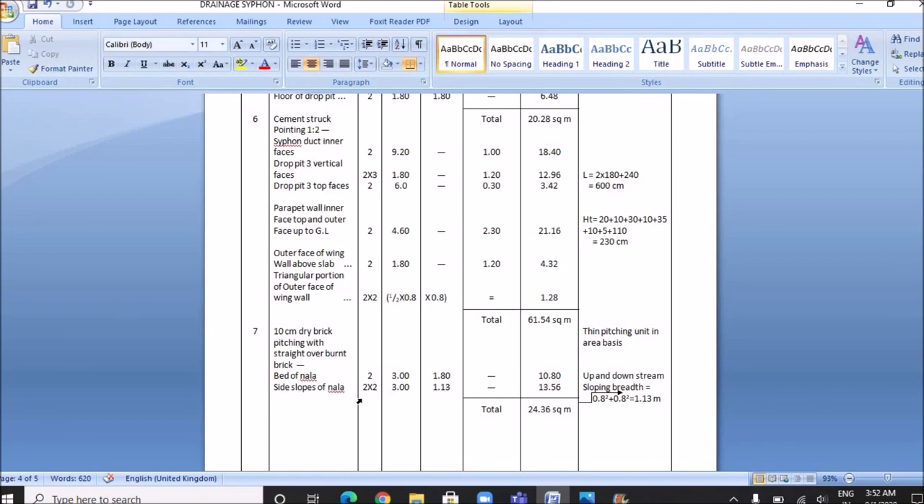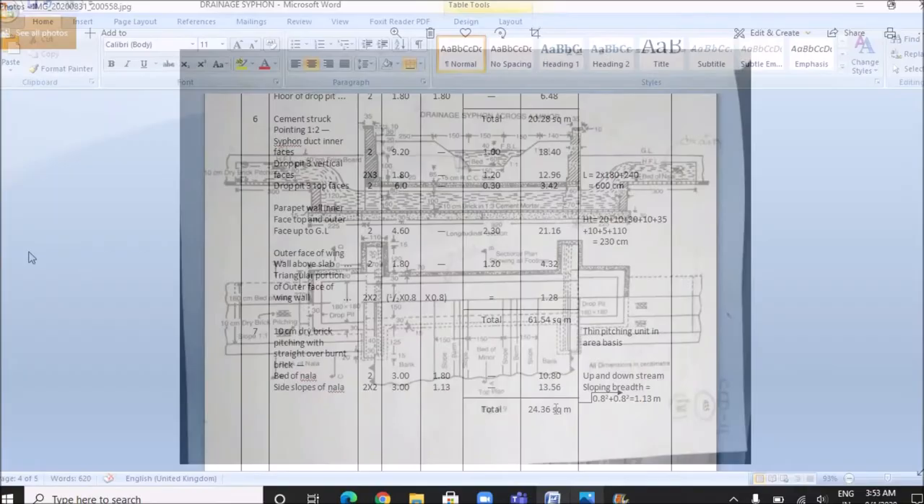The side slopes of the nala, which are 4 in number, and the length is 3 meter. The sloping breadth is calculated as square root of 0.8 square plus 0.8 square, which is equal to 1.13 meter. And the quantity is calculated as 13.56 square meter. And the total quantity becomes 24.36 square meter.